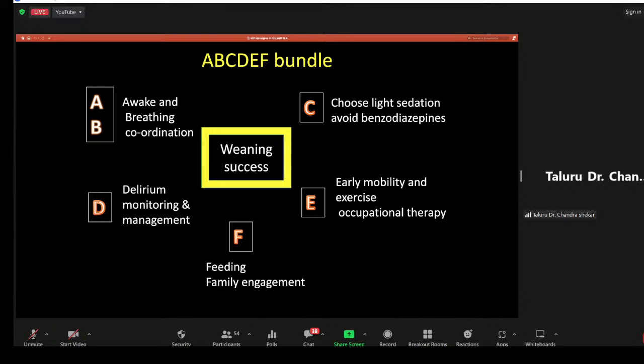I do understand that there are a lot of logistic issues. But every patient is different. Somebody may be emotionally very disturbed, may require a family person to stay with them. So a family visitation policy has to be established in every ICU. I would suggest that part also has to be taken into consideration in the ABCDEF bundle.